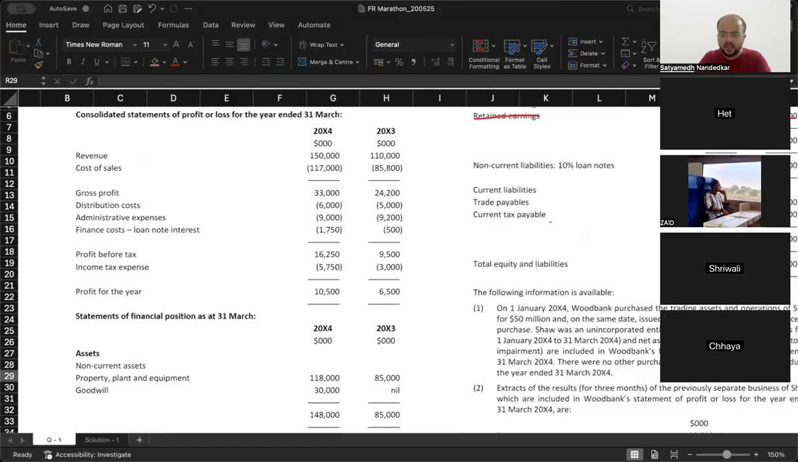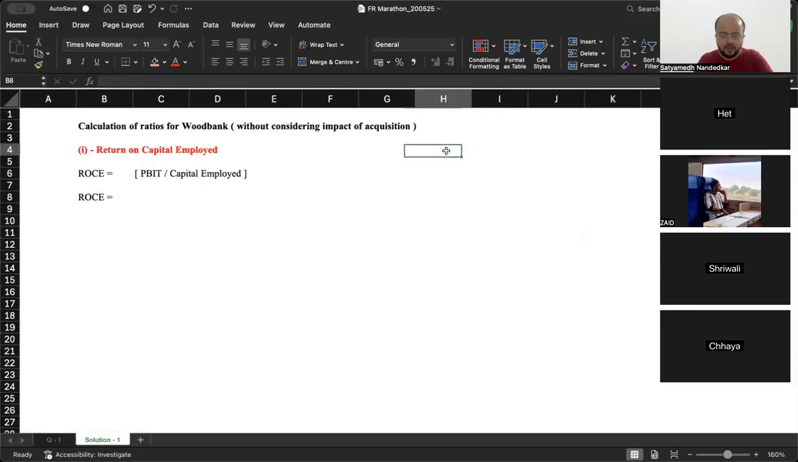Yes, sir. You need profit before interest and tax. You will have to add back that much: 16,250 plus 1,750. Am I right? Yes, sir. Or you could also do 30,000 minus 15,000 and you would still arrive at profit before interest and tax. Here I am showing all the calculations.